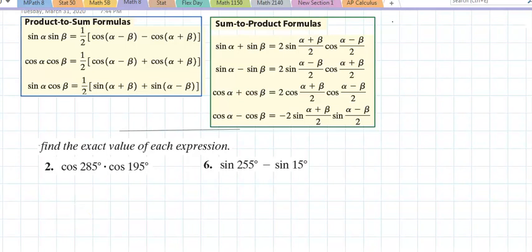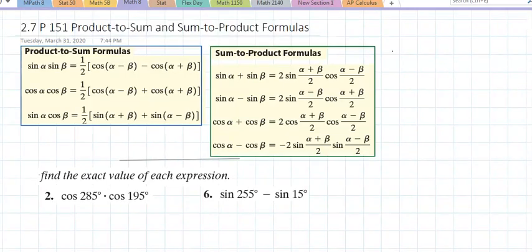The next section up is section 2.7. This is on page 151. It talks about product to sum and sum to product. Now, the good news in this section, they have a formula for every scenario possible. So any combination you can think of, they have a formula for. So if I want to use one of them, there's no way of mixing things up.